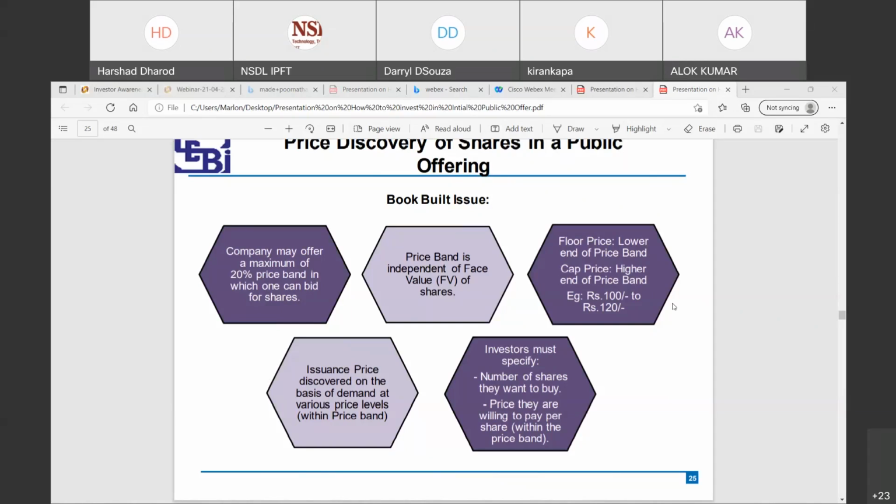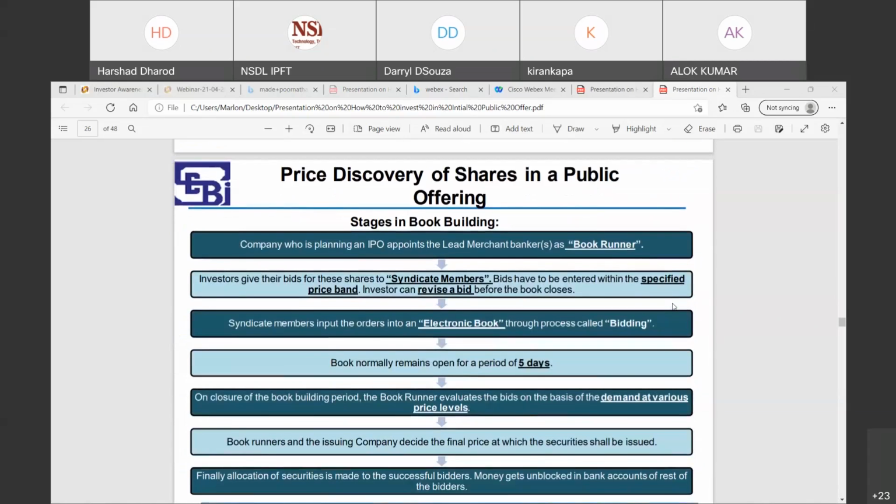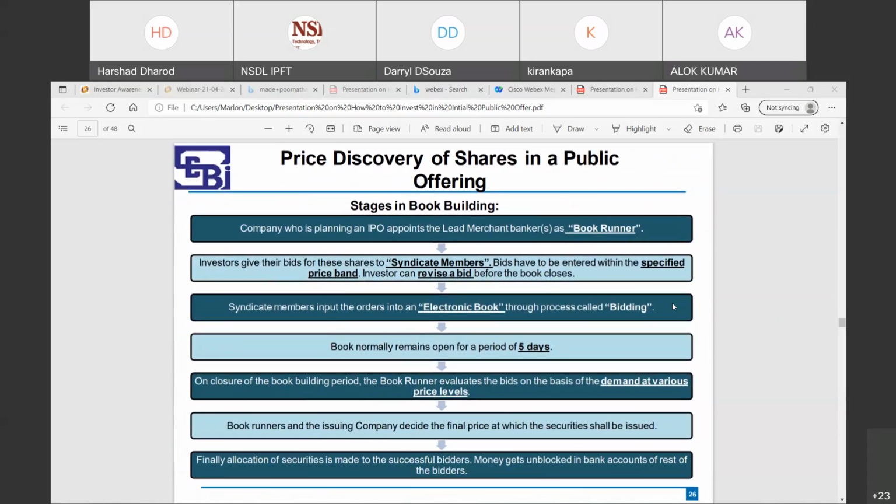Can you scroll down? Yeah, so these are the stages. Generally, it is book running.